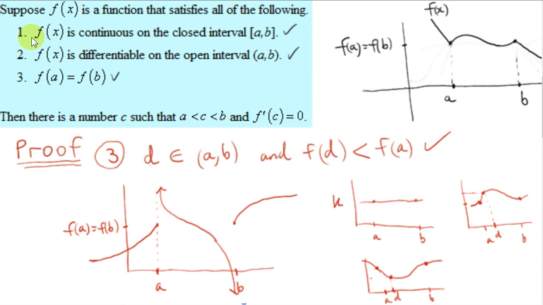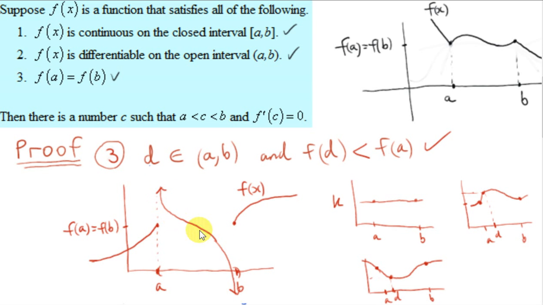Finally, I just want to emphasize why the first condition is important. Here's an example of a function where the first condition is violated. F of x is not continuous on the closed interval from a to b. As a matter of fact, we have discontinuities at x equals a and x equals b. The second condition is obeyed. F of x is indeed differentiable on the open interval from a to b, so if we ignore the points a and b, we have a smooth curve. And we see that f of a equals f of b. Here's f of a and here's f of b.